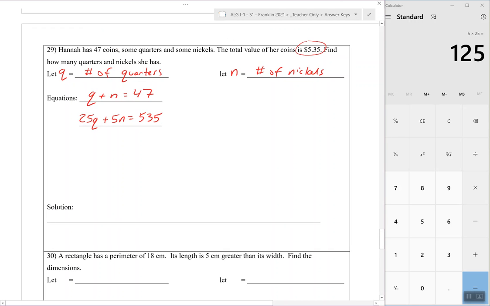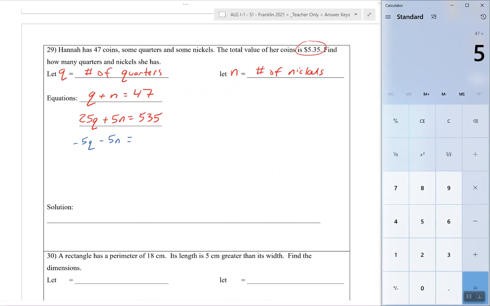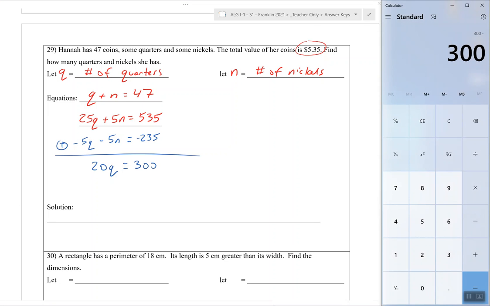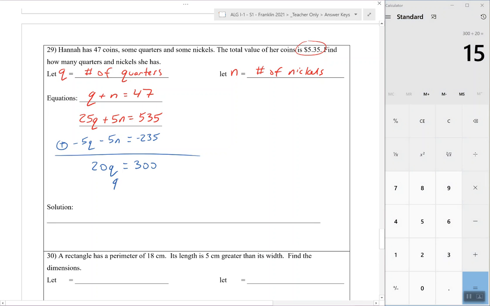Let's multiply that first one by -5. So it's going to be -5Q minus 5N equals, and 47 times 5 is 235, so -235. Add those two equations together. You end up with 20Q equals 300. And when you divide 300 by 20, that's 15. So Q equals 15. So we know that part of our solution is 15 quarters.